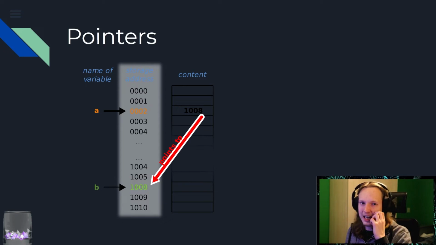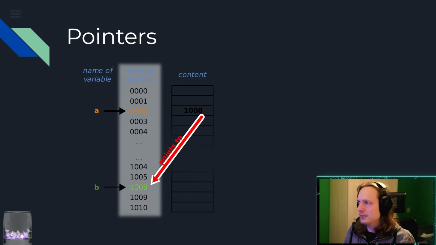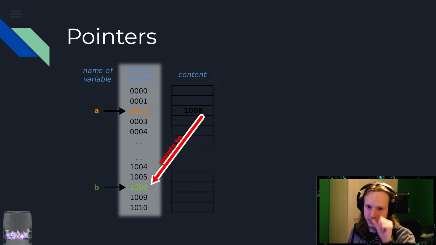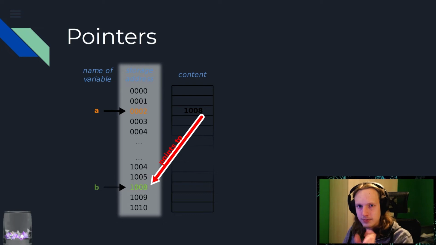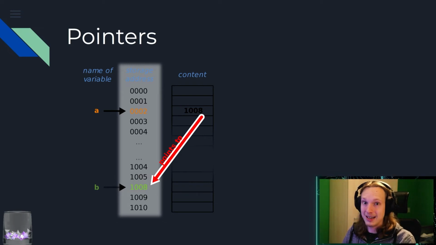So you have some variable A. You just store it somewhere in memory, you know, storage address 0002, whatever. Doesn't really matter. And the contents of this variable is 1008, which is a memory address. A pointer type, let's say an int pointer, always contains a memory address that points to some other memory address that contains an int, just as a char pointer also stores some memory address that stores a character.